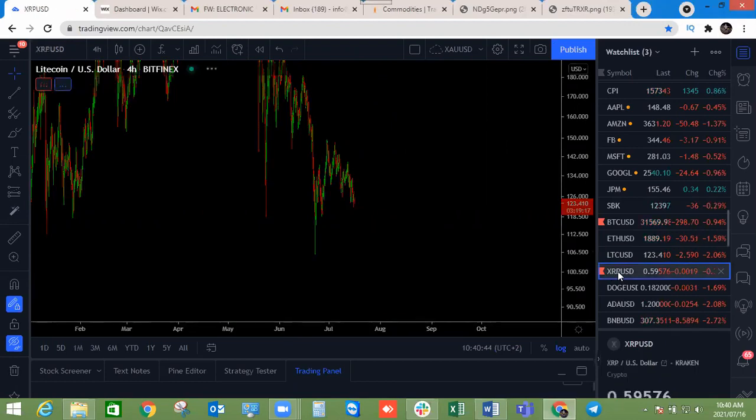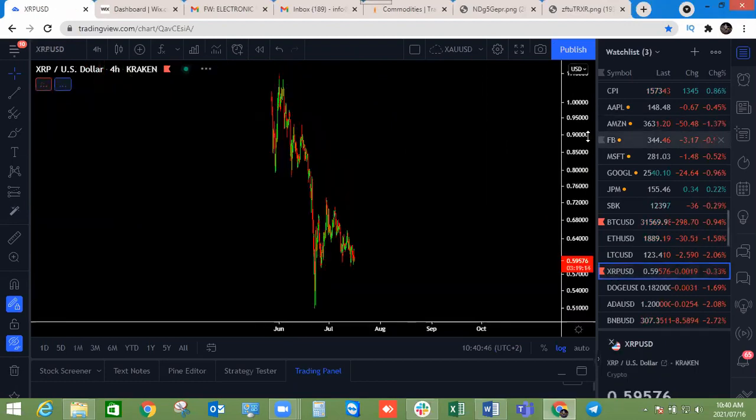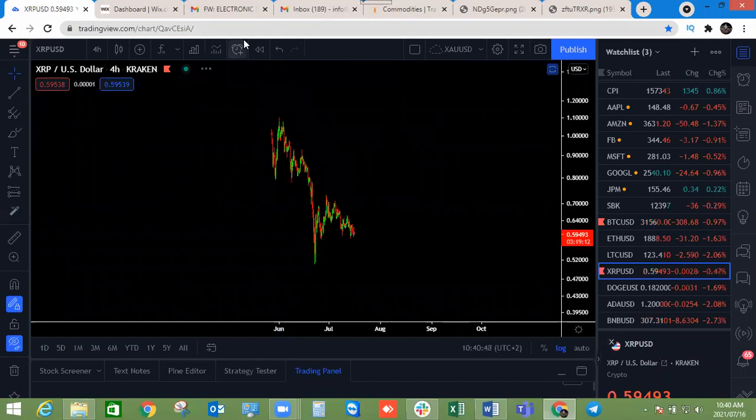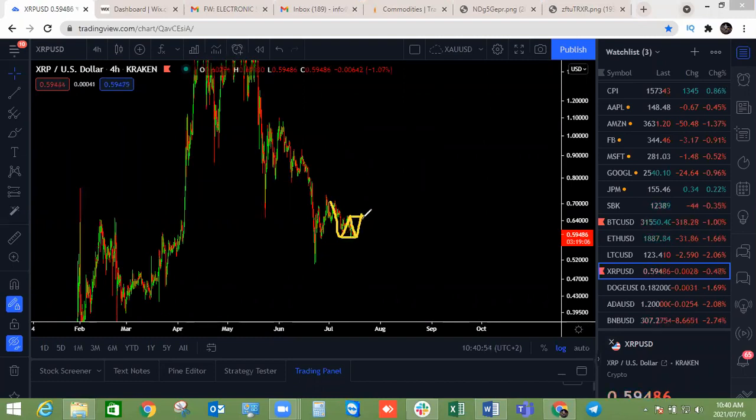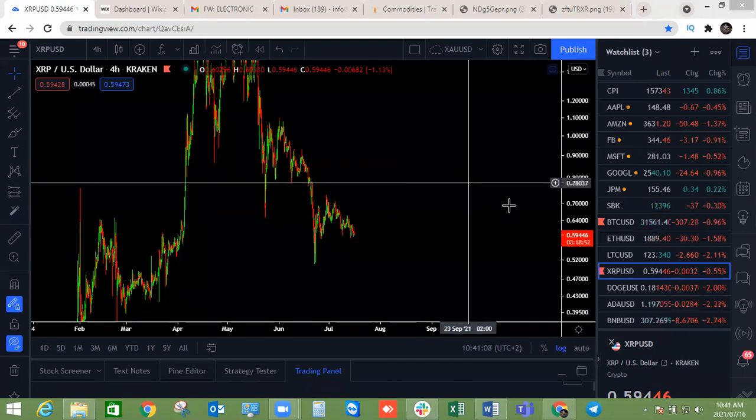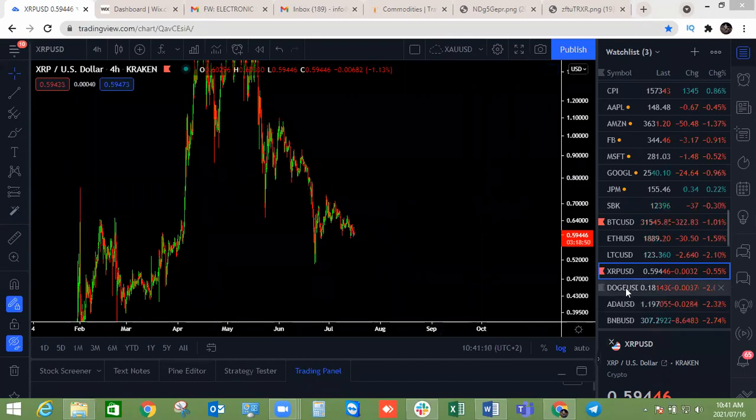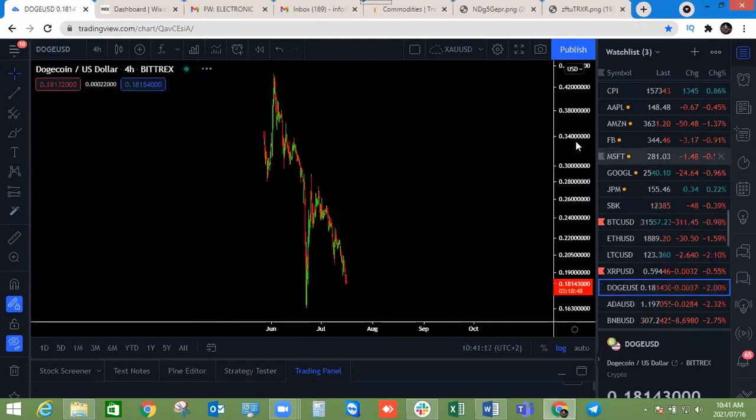XRP. Three waves down, three waves up. We can get this one bouncing up here for a three-wave structure and retest this low. For us to get to these lows, we may have to have some bounces here, but the overall structure is downside. If we get down here, that is still bearish on the cryptos. So there's still no hope for reversal on the cryptocurrencies.